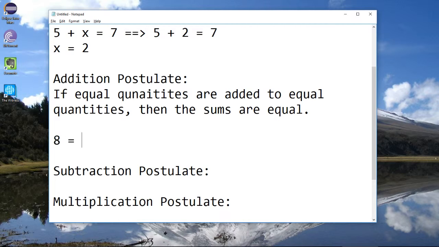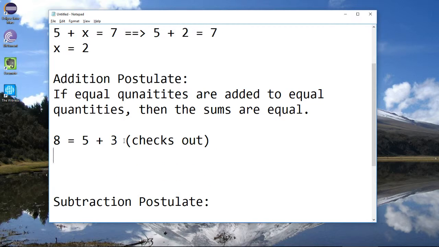Let's say that I have 8 equals 5 plus 3. Are these equal amounts? Well, yeah, I've got 8, and if I do 5 plus 3, that's equal to 8. So these check out. Well, if I add equal amounts to both sides, then the sums are going to be equal. So let's say I do 8 plus, I'll now maybe add 2. And to the other side, it was 5 plus 3, and I'll add another 2 to it. The 8 and the 5 plus 3 were equal amounts, and then I just added the same amount to each. I added 2 to each. That's the addition postulate. If I add the same thing to both sides, then they're equal.